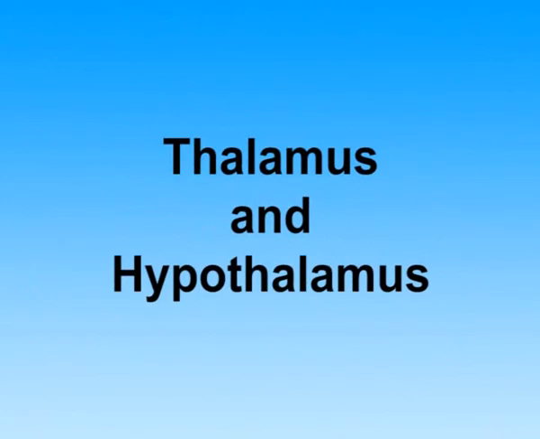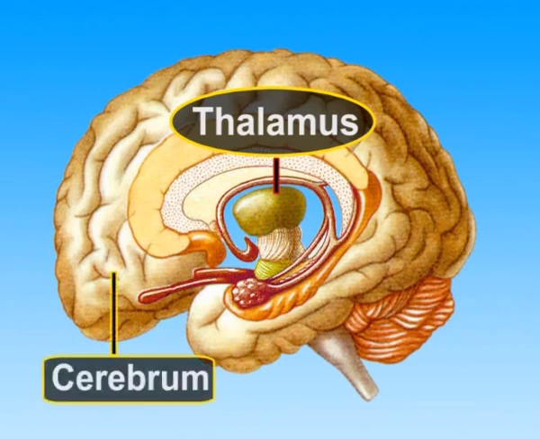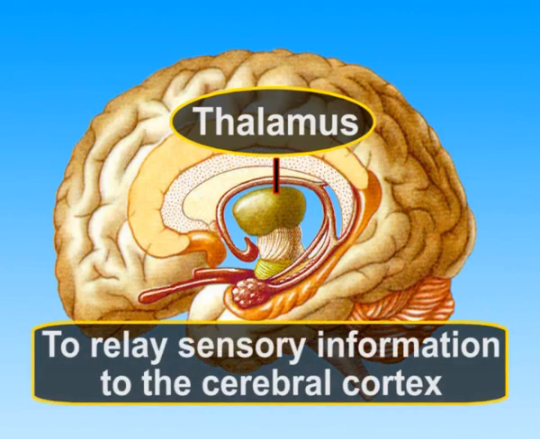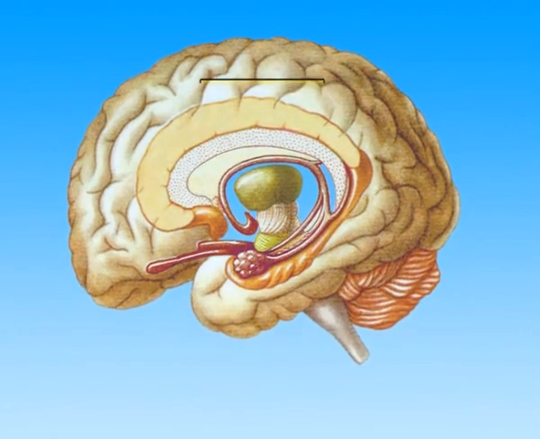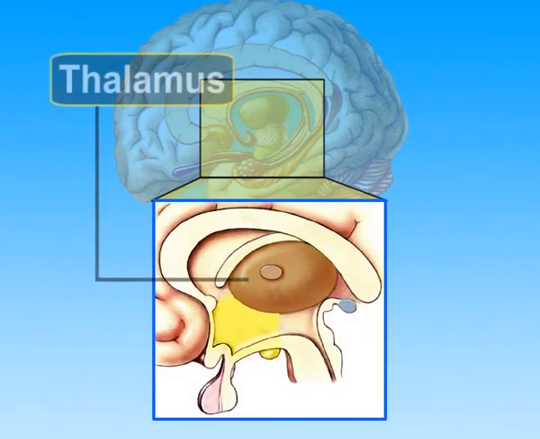Thalamus and hypothalamus. Thalamus is a mass of grey matter deeply situated below the cerebrum. The thalamus has numerous functions. The most important one is to relay sensory information to the cerebral cortex. Almost all sensory signals enter this structure, from where neurons send that information to the overlying cortex.